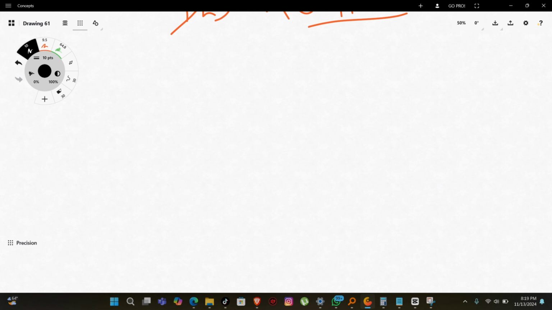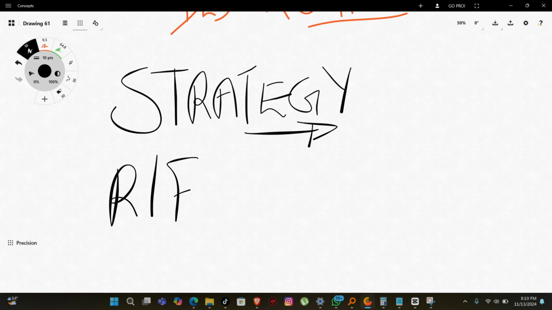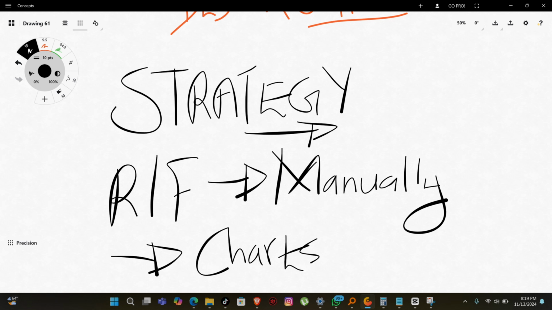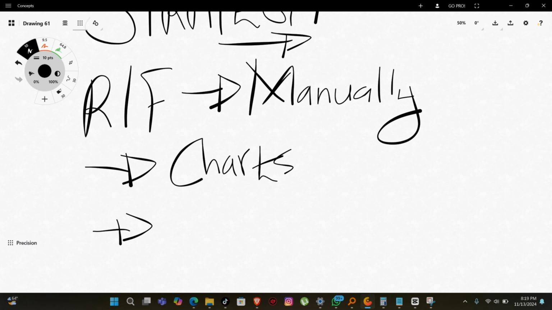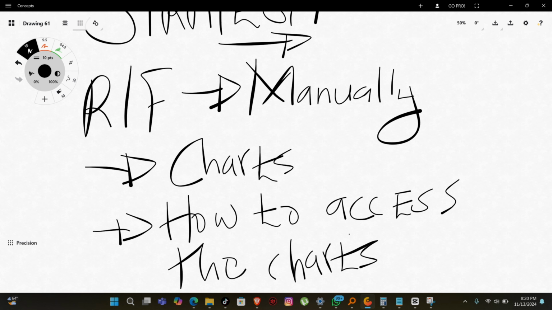So now I want us today to come up with a simple strategy that will help us trade rise and fall manually. What we are going to do, number one, you need to access the charts. So how do you access the charts? Step number one is for you to understand how to access the charts, where we have the candlesticks. I will show you what candlesticks are.